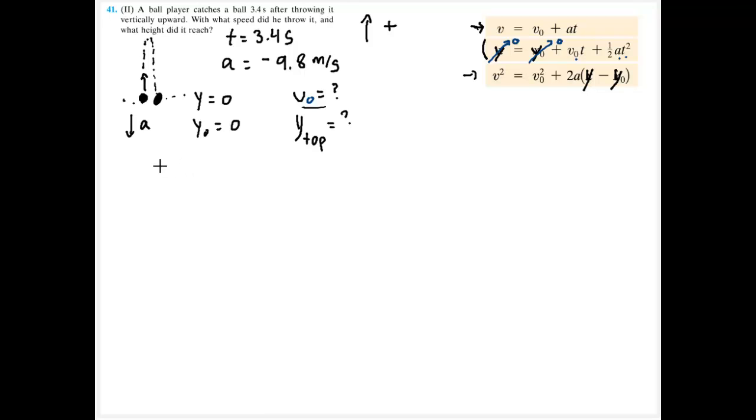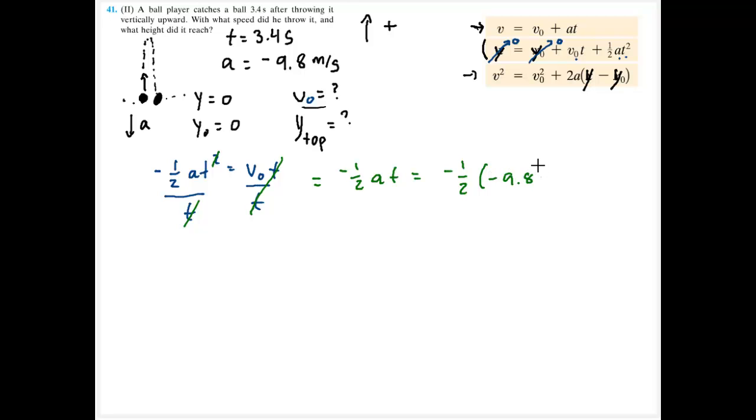So I can say, if I subtract 1/2 at squared from both sides, I'm going to get negative 1/2 at squared is equal to initial velocity multiplied by time. Go ahead and divide both sides by time, just like that. Time is going to cancel out here. This is going to cancel out with one of those. And I'm going to say that my initial velocity is negative 1/2 acceleration multiplied by time, so negative 1/2 multiplied by negative 9.8 meters per second squared. The time is going to be 3.4 seconds.